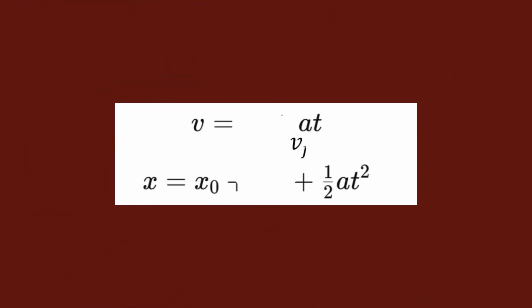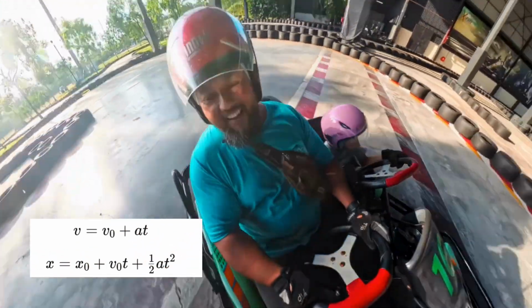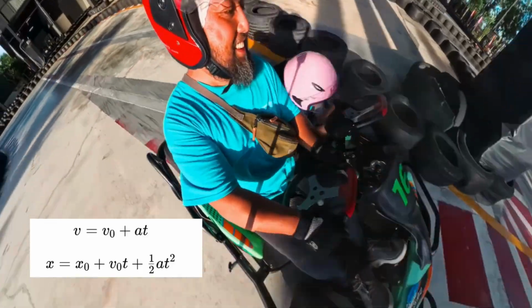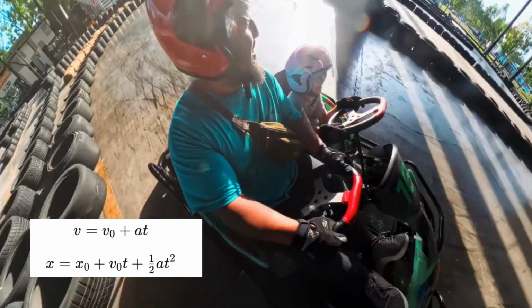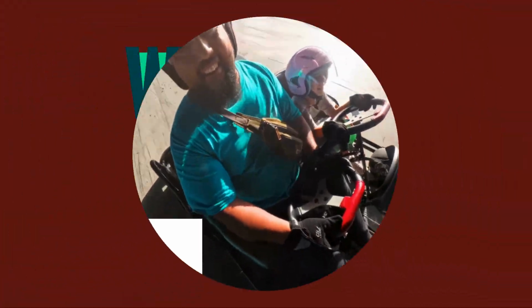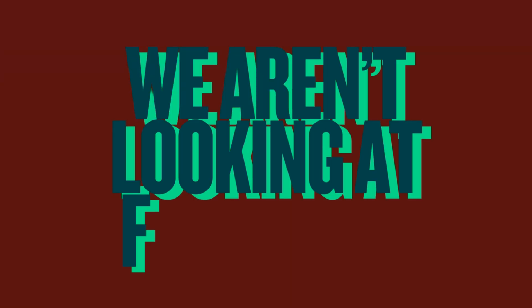For example, you've probably seen these two popular kinematics equations. These equations are all about what that motion looks like: position, velocity, and acceleration. But there's no mention of mass or a force. That's because we don't care what's causing the motion here.